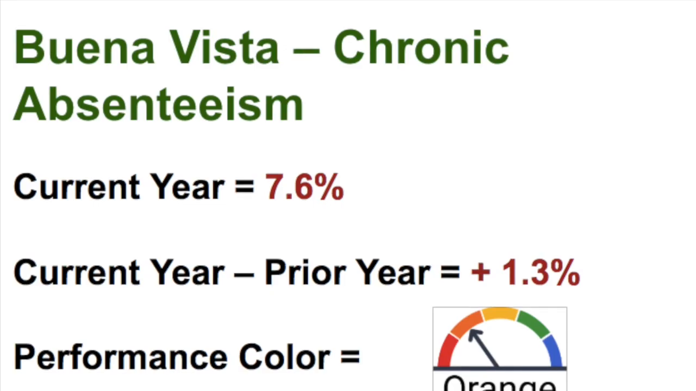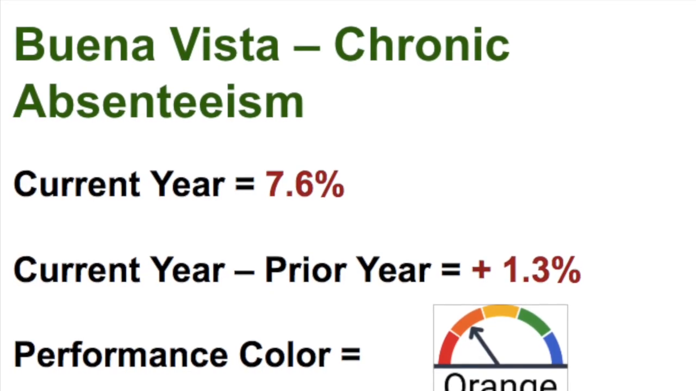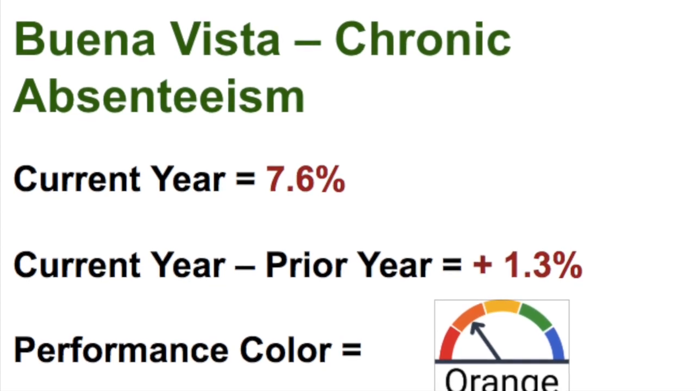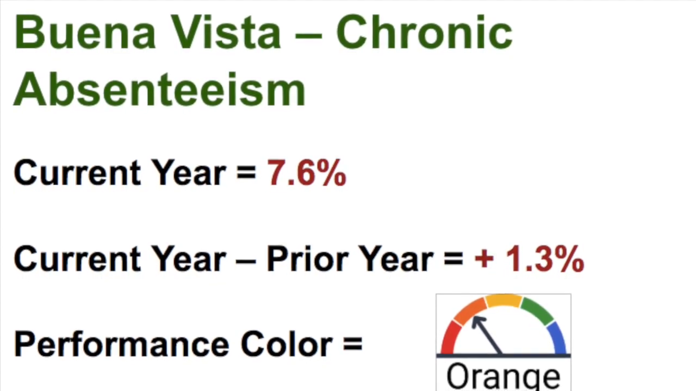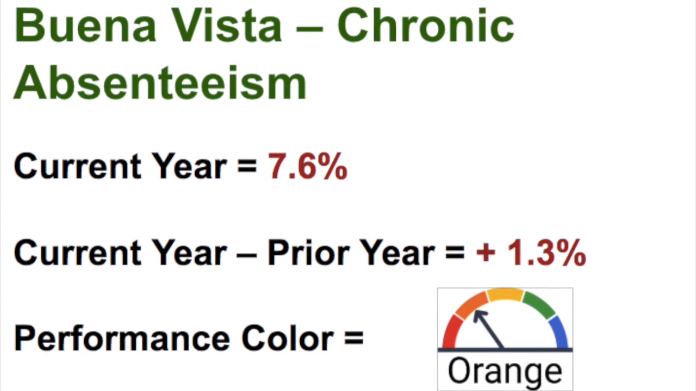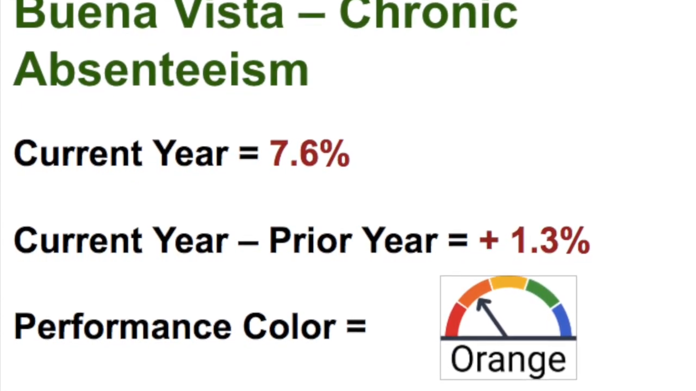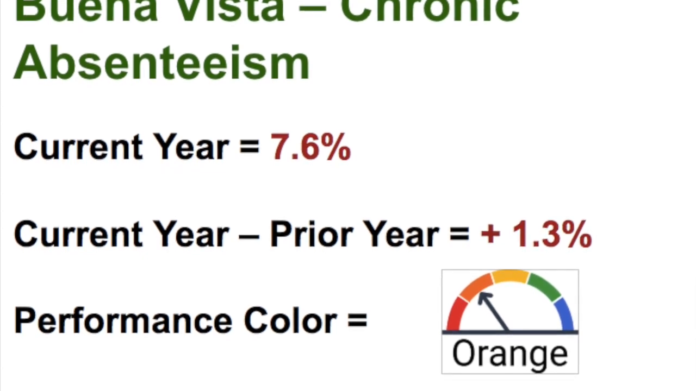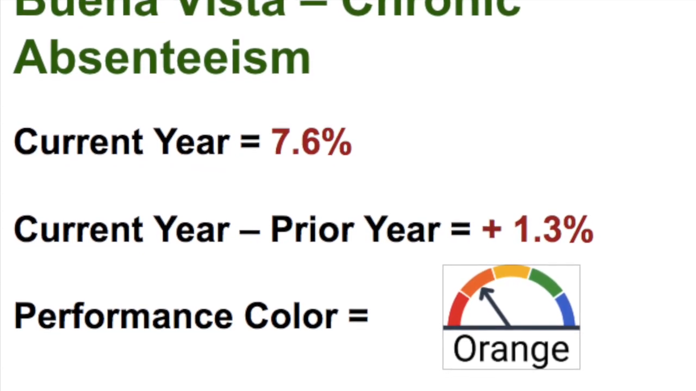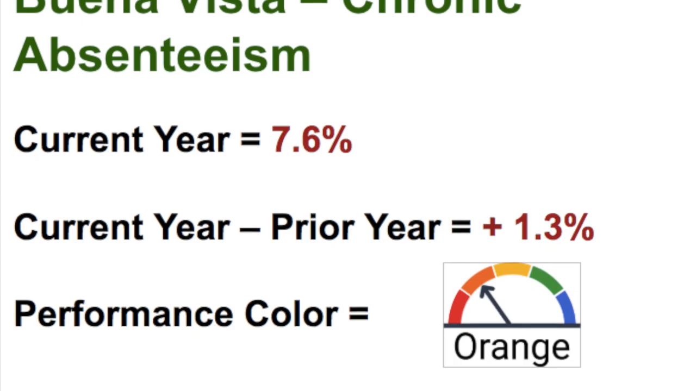As I mentioned in my last newsletter, our chronic absentee rate skyrocketed during the last school year. We are currently sitting at 7.6% chronic absenteeism. That was a 1.3% increase over last year, and in this particular situation, an increase is not desirable. Our current performance color is orange.